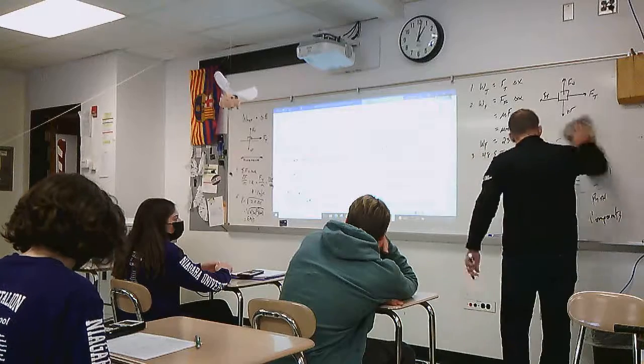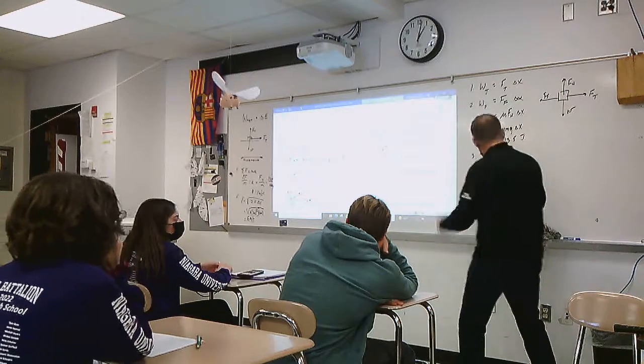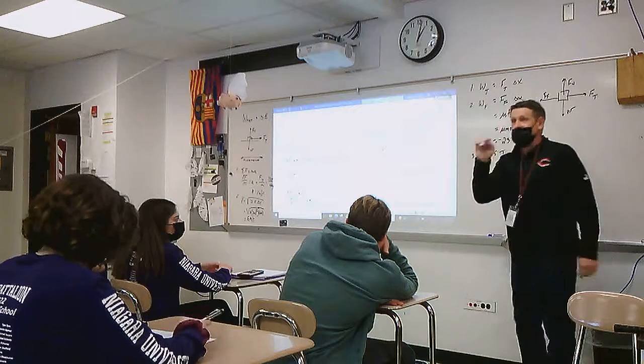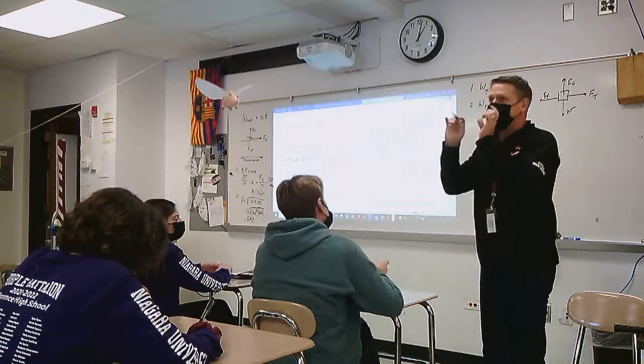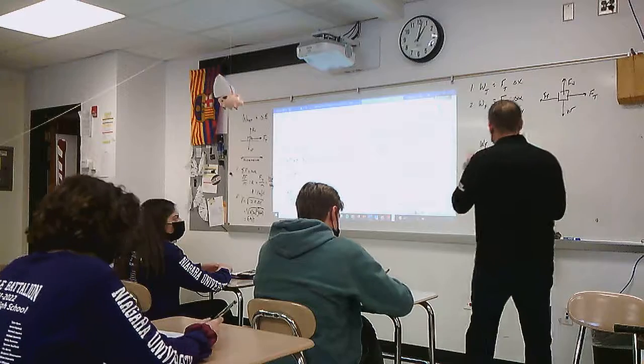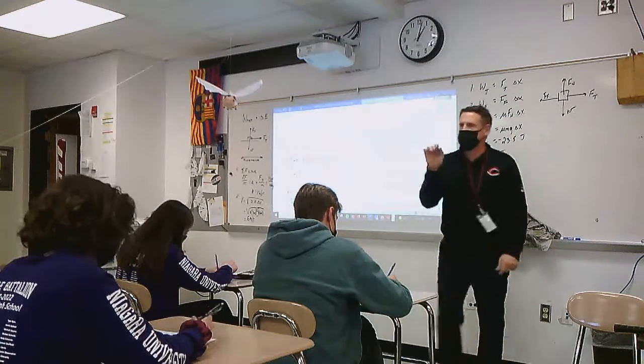Which means, basically, how much work did friction do? It actually did negative work. Now, Justin did positive work, positive 72. Friction did negative work.